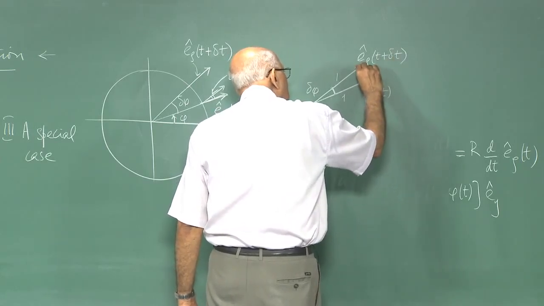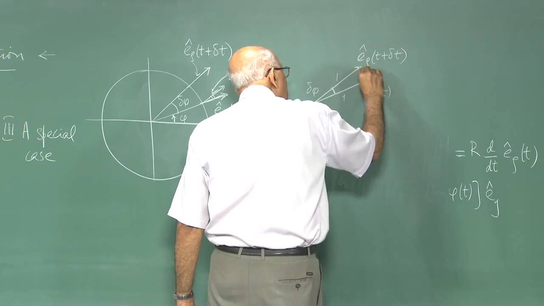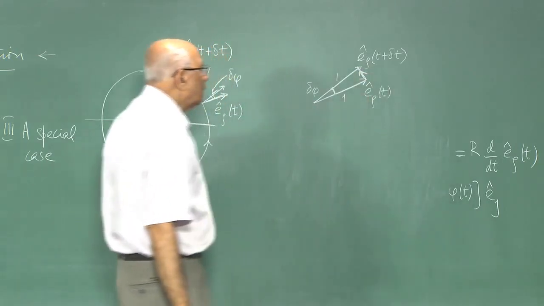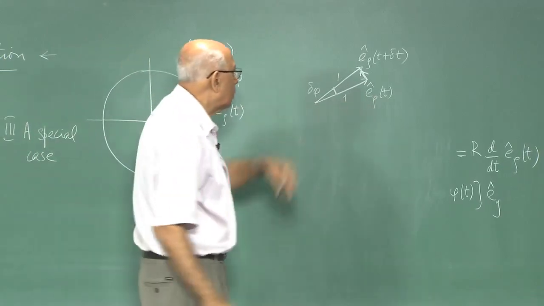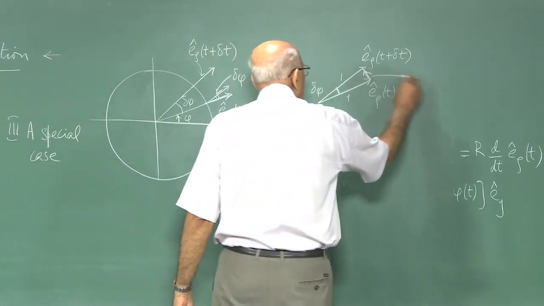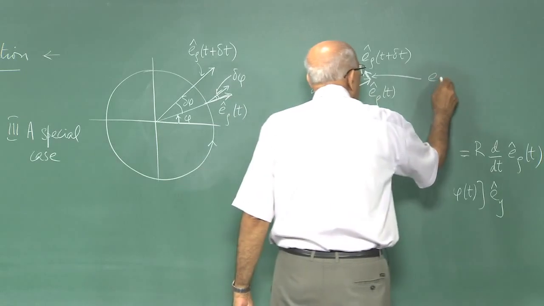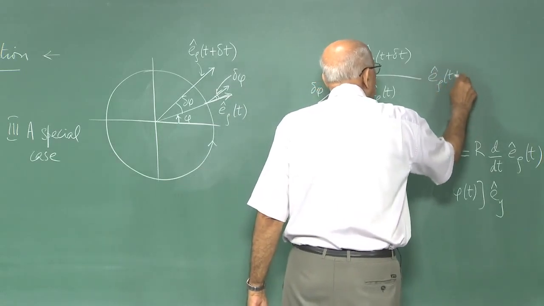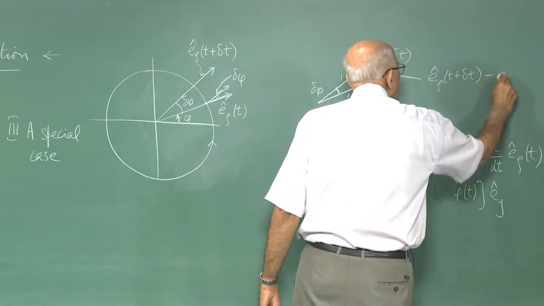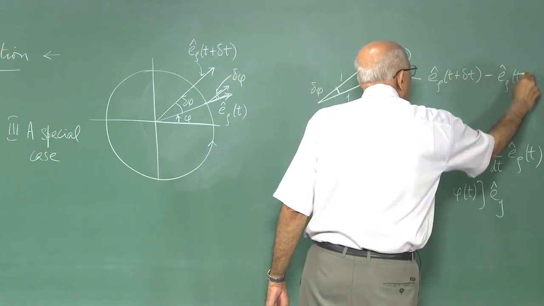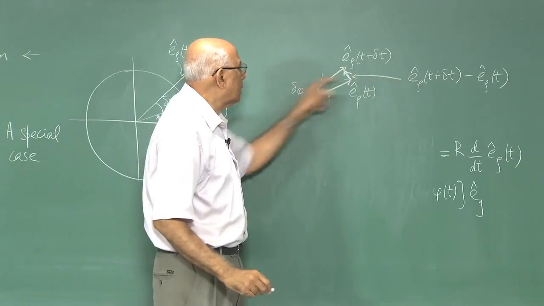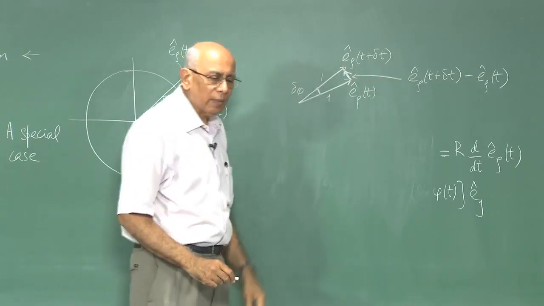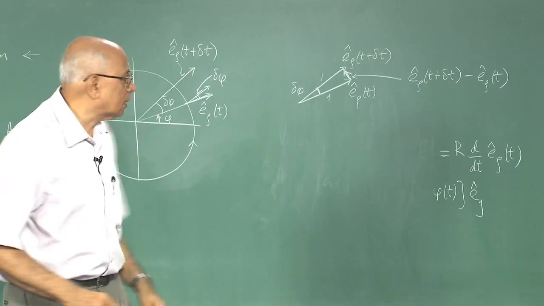It is quite clear by the addition of vectors that this vector here pointing in this direction is the difference between E rho at t plus delta t and E rho at time t. So this vector here is E rho at t plus delta t minus E rho at t, because E rho at time t plus this difference is equal to E rho at t plus delta t by the triangle rule for the addition of vectors.